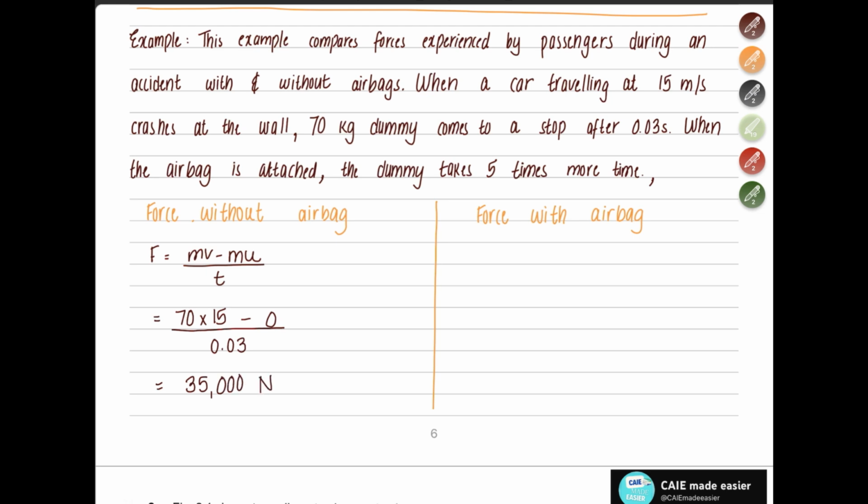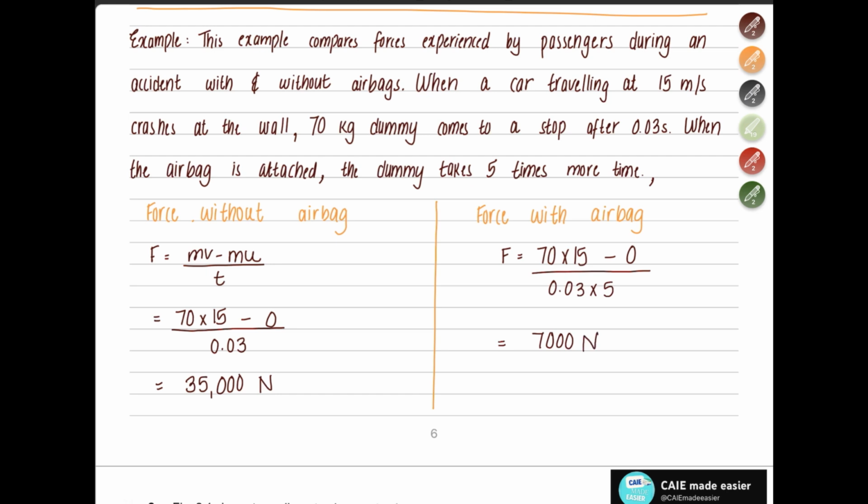On the other hand, let's calculate the force with the airbag. Again, mass is the same, 70 times 15. Momentum is the same, and initial momentum is also the same. Whole divided by 0.03 times 5, because it takes 5 times more time. If we calculate this, we'll get 7,000 newtons.